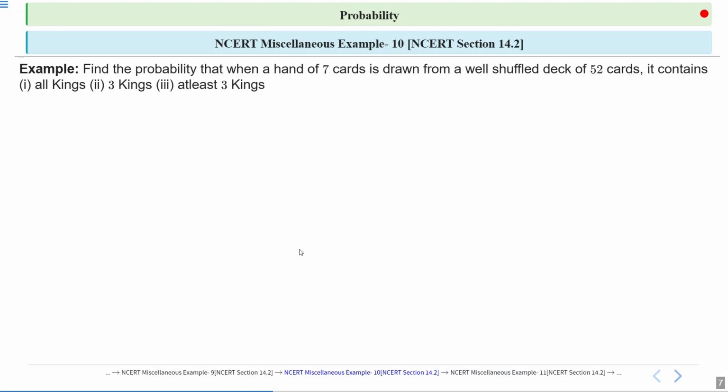So first of all, read the example very carefully. What is given in this example? Let's see. Here we have to find the probability that when a hand of 7 cards is drawn from a well shuffled deck of 52 cards, it contains all kings. First 1 king, second 3 kings, and third at least 3 kings. Clear? So students, first of all, try it yourself. You have 40 seconds to try to solve this question and then we will provide the solution.